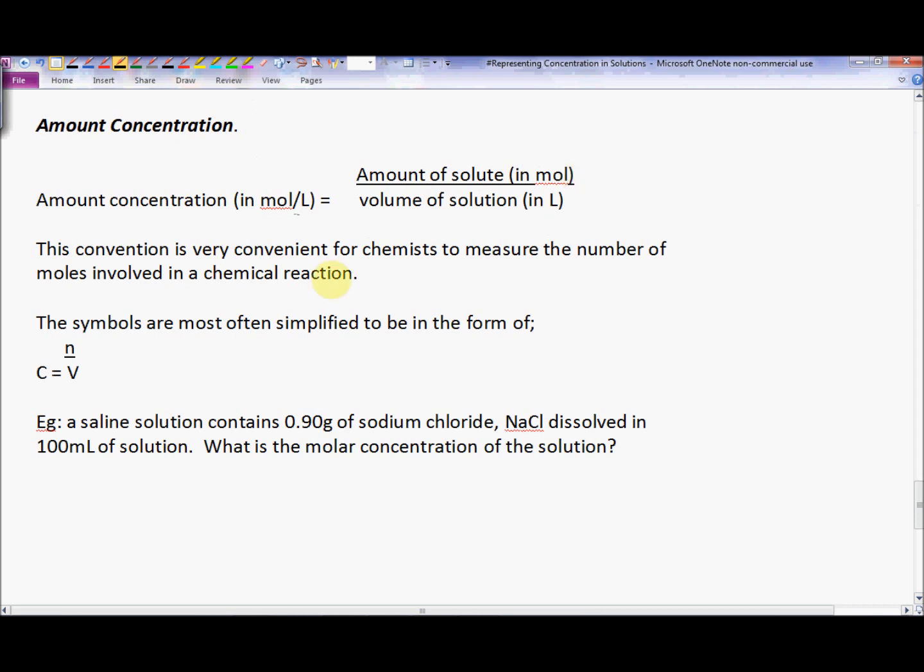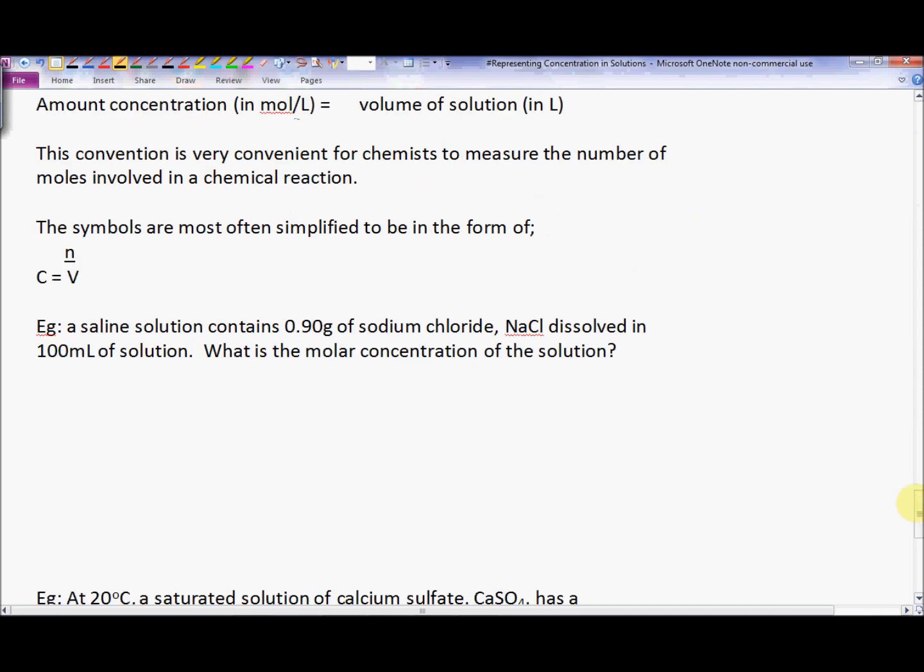This convention is convenient for chemists to measure the number of moles involved in a chemical reaction. These symbols often get used as we're going through our calculations. So C represents the amount concentration, N represents the number of moles, as we already know, and V will always represent the volume of the solution. So here we go with our first example.